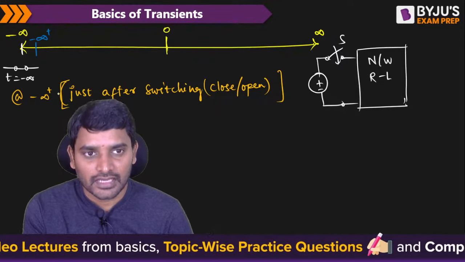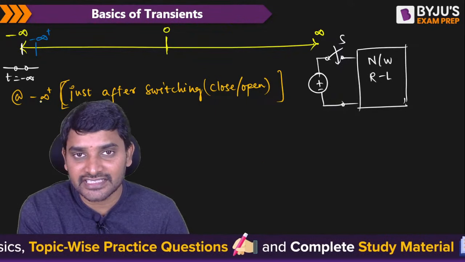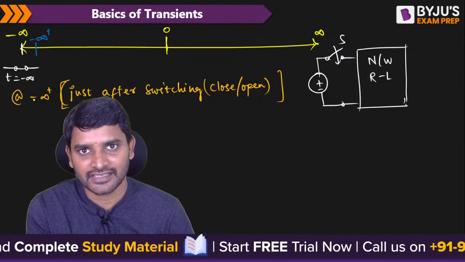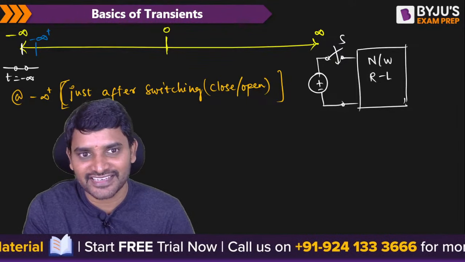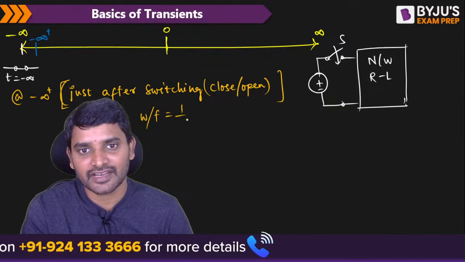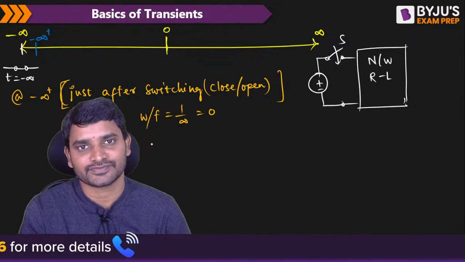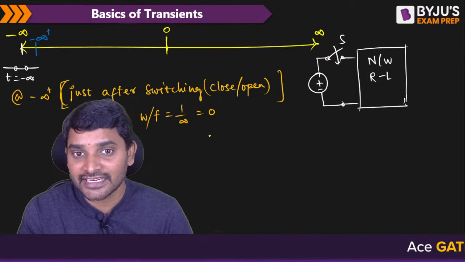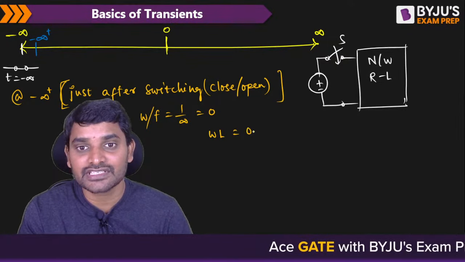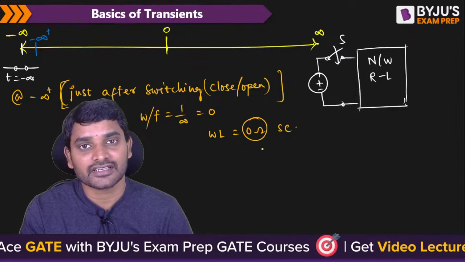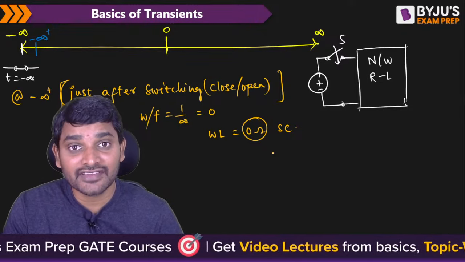Now here the timing instant is infinity. If you substitute this infinity, then our omega, our frequency component, is 1 by infinity, which is 0. So what is our inductive reactance? Omega L equals 0 ohms. 0 ohms means it is like a short circuit. That means the inductor is behaving like a short circuit.